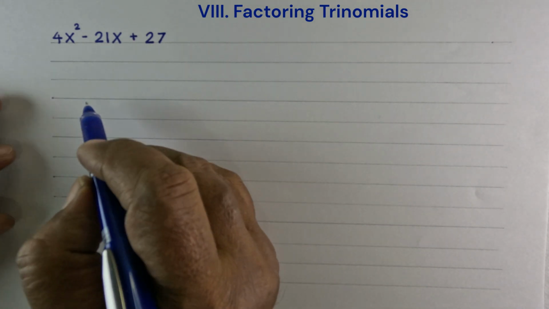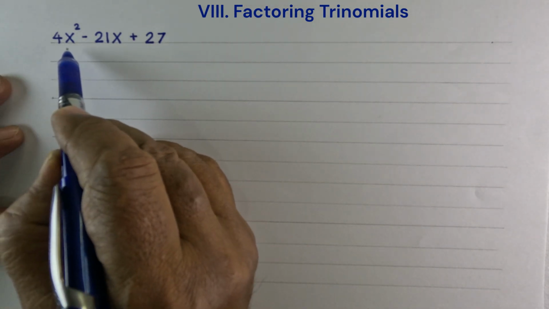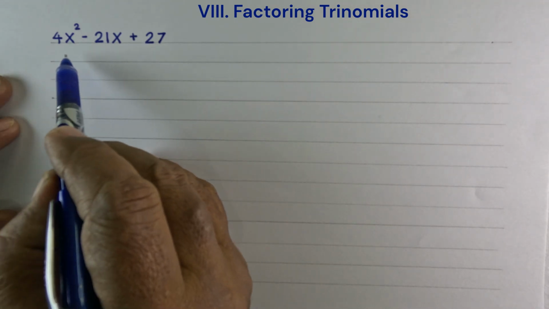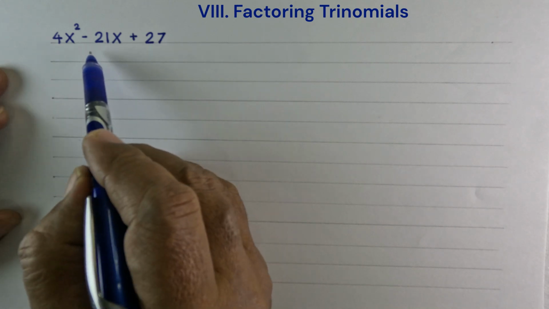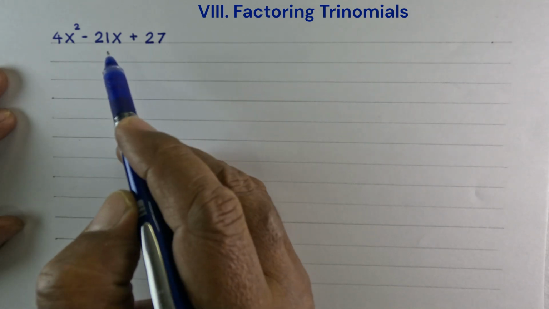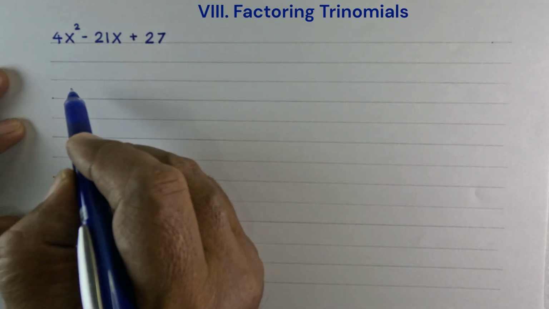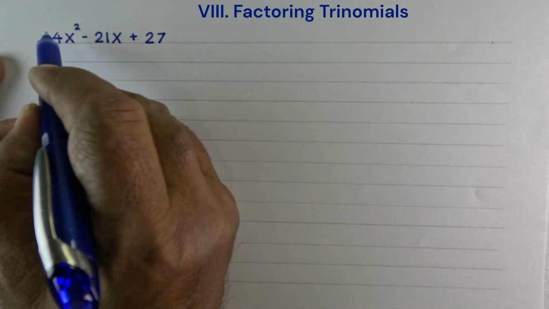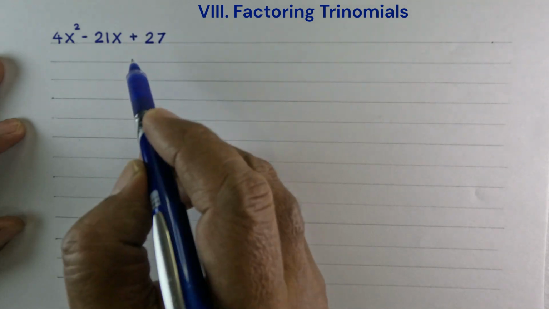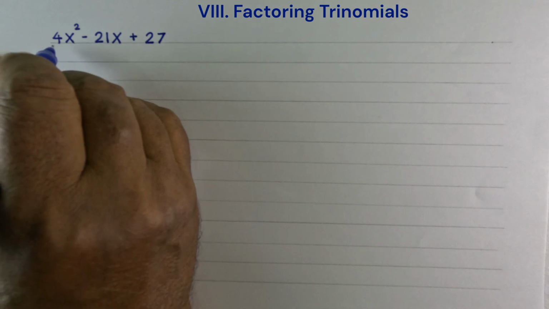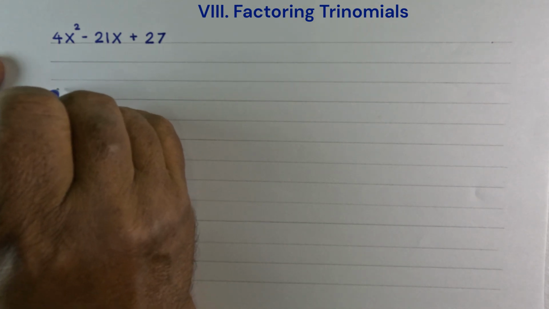Let's factor this quadratic trinomial, 4x squared minus 21x plus 27. Again, we're going to factor this by trial factoring. So we need to get the factors of the leading coefficient and the constant term. So let's start with the leading coefficient 4.